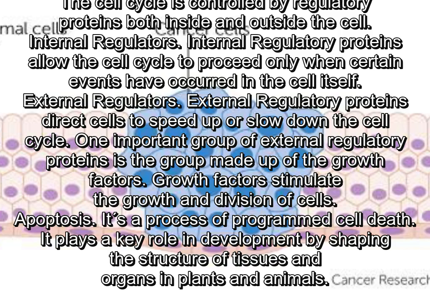Apoptosis. It's a process of programmed cell death. It plays a key role in development by shaping the structure of tissues and organs in plants and animals.